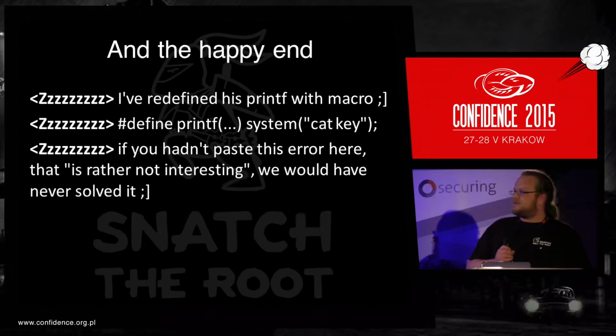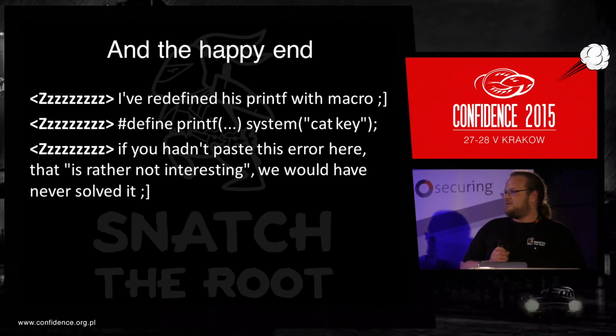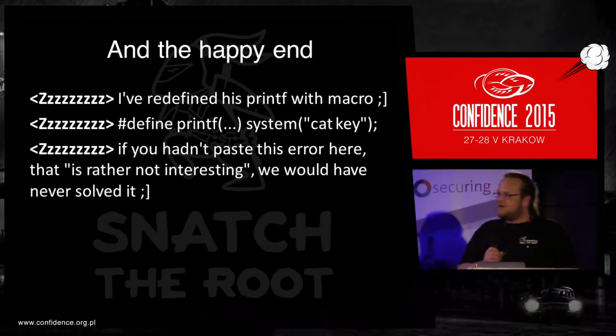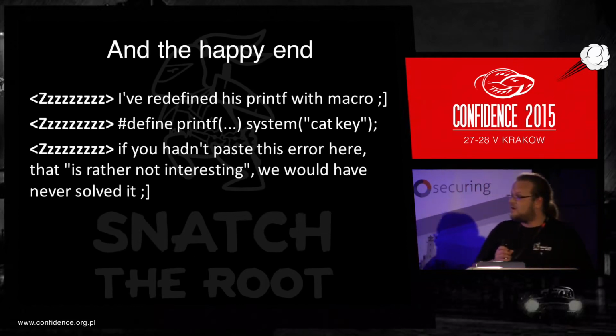The happy end was that I redefined the print with a macro, because I assumed that if he's showing something to the screen, he will invoke print. And C allows you to do stupid things like redefine something to whatever, and then he will be happy with it. True false should also work.